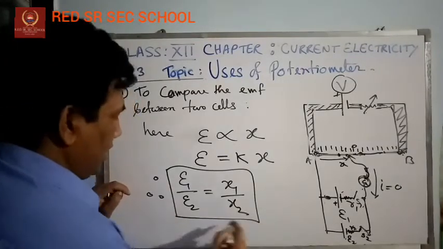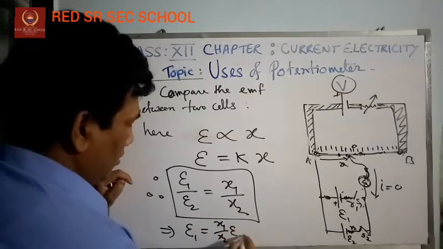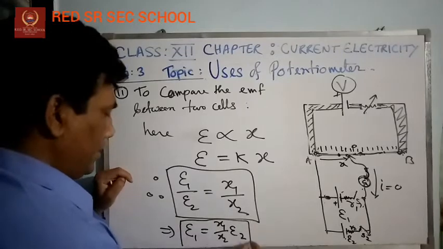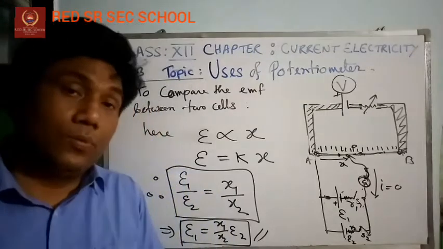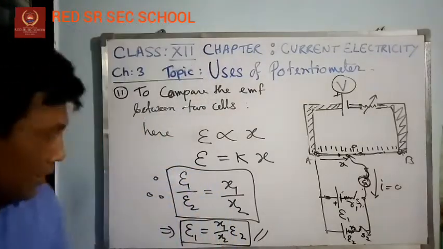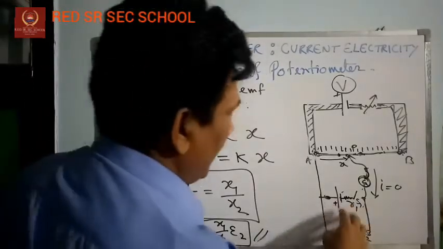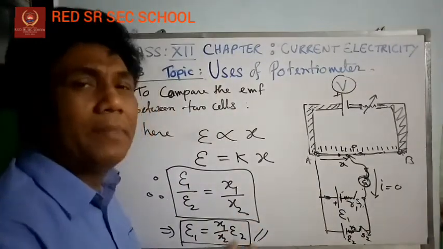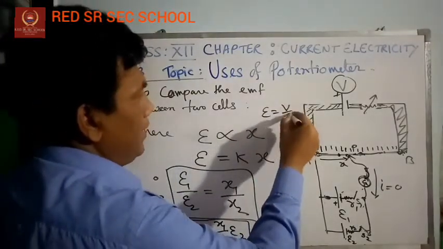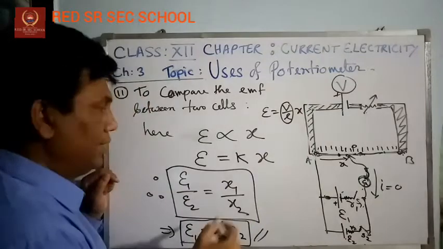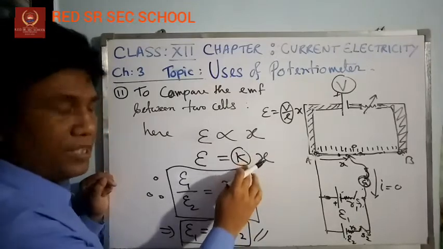So you can write this expression, say E2 you know, so E1 equals X1 upon X2 whole into E2. From this expression you can find the value of E1, which is unknown, as E2 was known. Are you getting my point? So this is a method by which we can compare two cells. Why is it the superior method? Why is it a better method than the measurement method? Because you see, in the previous figure it was E equal to V by L into X, and error was there in this quantity. E equals something into X, and that something is nothing but the potential gradient.